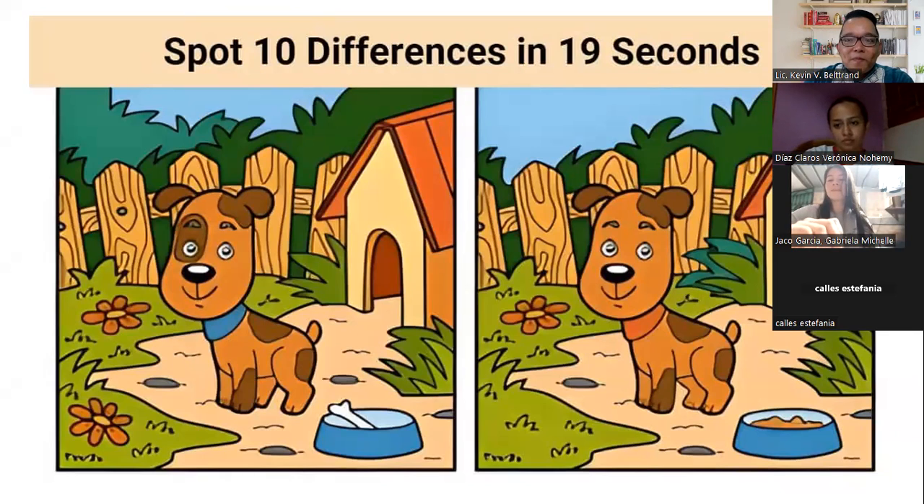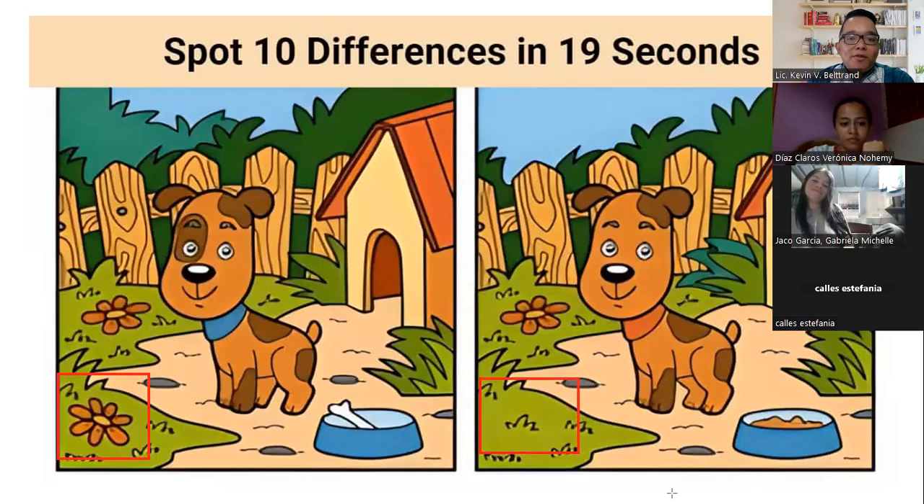I'm sorry, Gabriela? The flowers. Okay, where is the flower? Which flower? To the right, to the left, at the bottom of the screen, at the bottom, or at the top of it, next to the dog, which flower? To the left, all right, yes. This one, okay, yes. So we have one here, very good. The flower is not there.